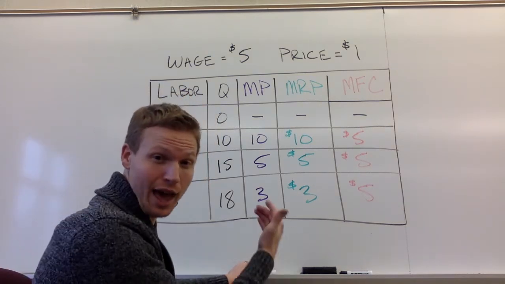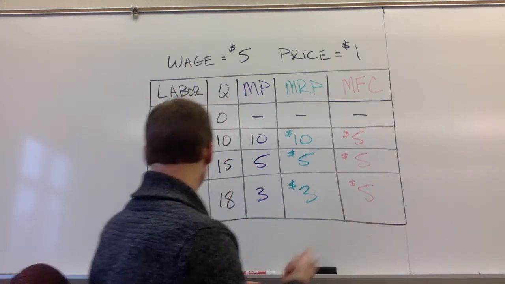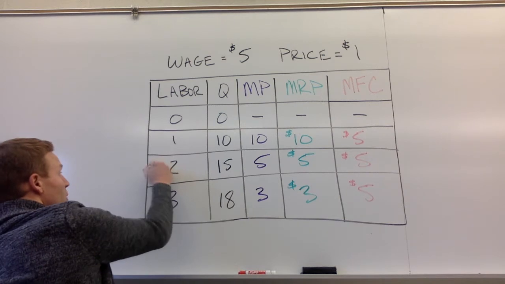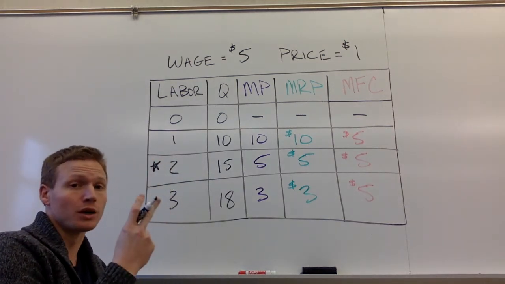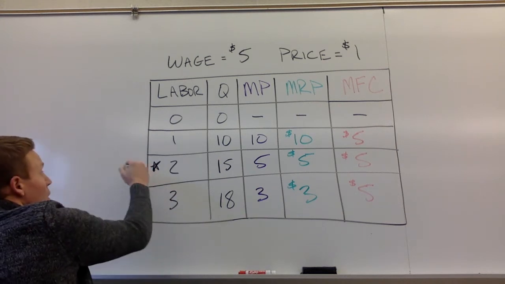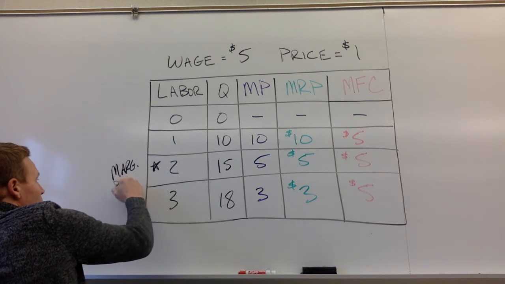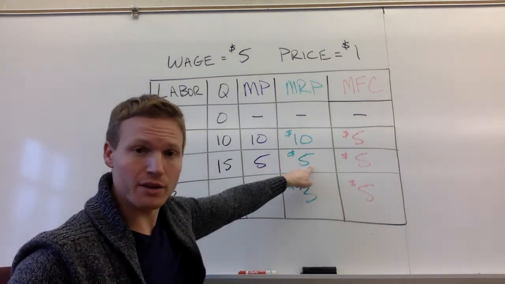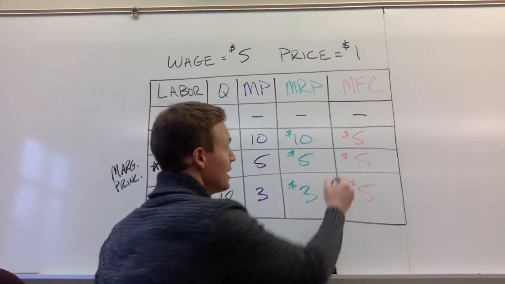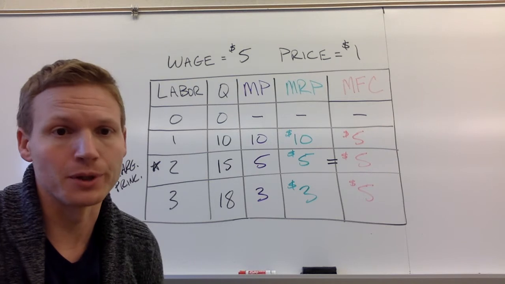Really what this is satisfying is the marginal principle, right? And I'm going to put a star here because we should stop at that second worker. We should only hire 2 workers. This is fulfilling our marginal principle, because the marginal benefit, MRP, is equal to the marginal cost of hiring that worker.